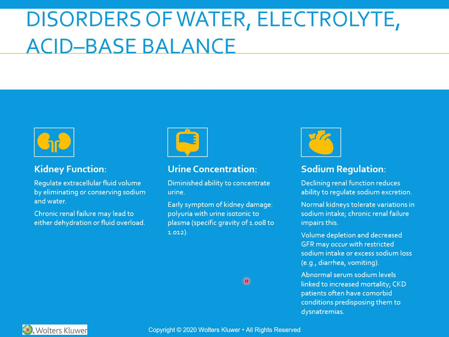So some of the disorders of water, electrolyte, and acid-base balance. With kidney function, you remember that your kidneys really regulate that extracellular fluid volume by eliminating or conserving sodium and water. So they are really our front line in that whole water balance within the body. Chronic renal failure can lead to either significant dehydration or fluid overload when we lose that regulatory mechanism.